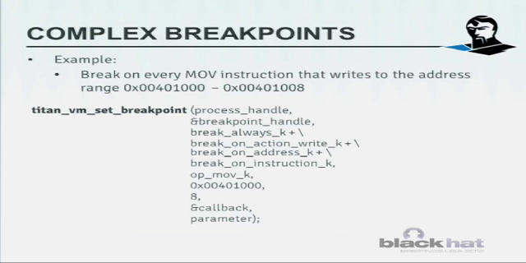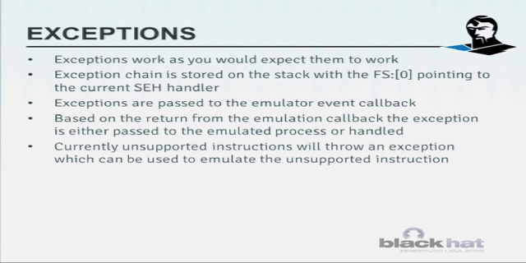So here is an example of a complex breakpoint you can have. Let's say we want to create a breakpoint on every move instruction that tries to write to a specific range. And this is how you do it. You call this API and you say, okay, create this breakpoint, have it execute always, action is write, address, and instruction. So as long as you have a move instruction writing to the specific range, then your callback will be called. And this is much better than any kind of debugger because you can set any kind of condition and combine these conditions together to get the desired effect.